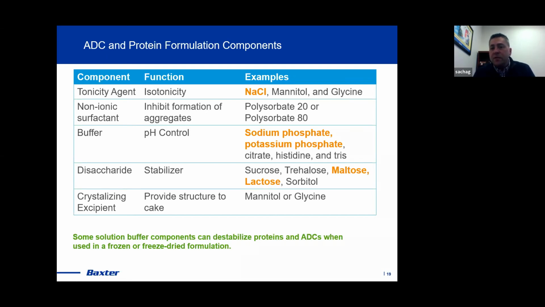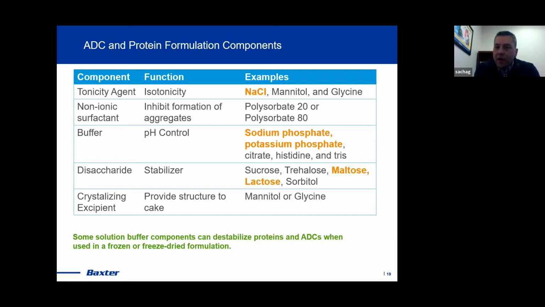Buffers. Some buffers that we try to stay away from are phosphates, mainly because they can bring along with them some metals. They're known as types of chelators. There are, in those lists of antibody-drug conjugates that are marketed, they use phosphate buffers. So they are still used, but you just have to be aware of them.